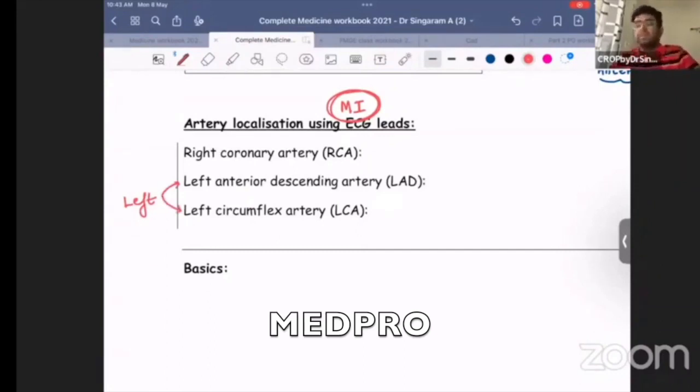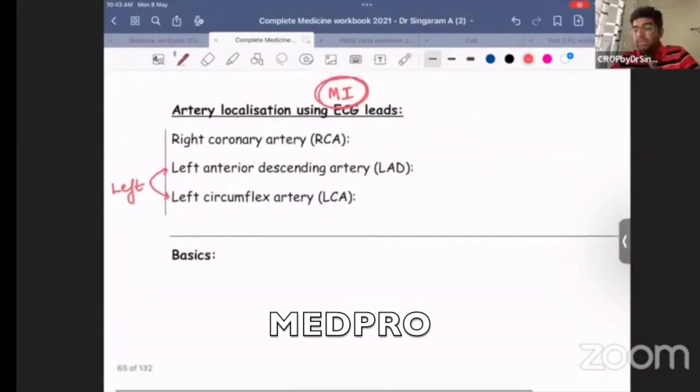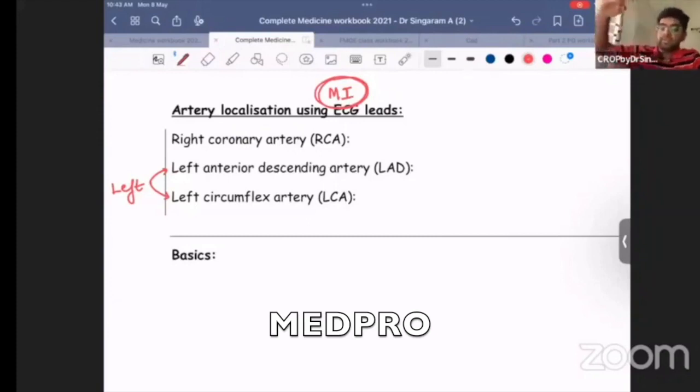Okay, now you try to tell me a few things. Which part of the heart is the right coronary artery supplying? It mainly supplies the right ventricle, and the right ventricle forms which surface of the heart? Superior surface, inferior surface, or the lateral surface? It is the inferior surface.